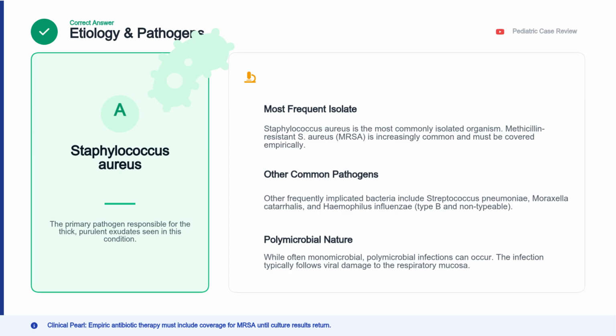Staphylococcus aureus is the most frequently isolated pathogen in bacterial tracheitis, accounting for approximately 40 to 60% of cases. Both methicillin-sensitive and methicillin-resistant strains can cause disease. Other important pathogens include Streptococcus pneumoniae, Moraxella catarrhalis, Haemophilus influenzae type B and non-typable strains, and Streptococcus pyogenes. Less commonly, Pseudomonas aeruginosa and anaerobic bacteria may be isolated. This microbiologic profile guides our empiric antibiotic selection, which must include coverage for methicillin-resistant Staphylococcus aureus.